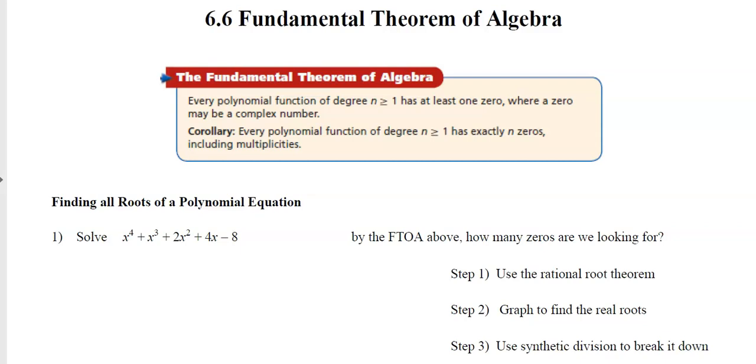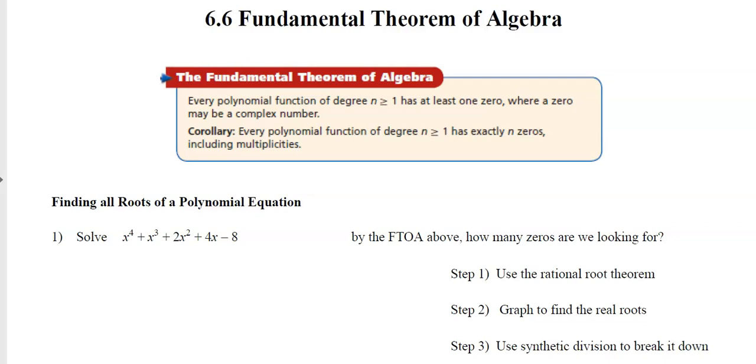All right, 6.6, Fundamental Theorem of Algebra. We're going to tie together a lot of what I've been discussing throughout the chapter, planting seeds, but we're officially going to get 3 theorems today that help us find zeros and roots of polynomials. So let's jump right into the first one.